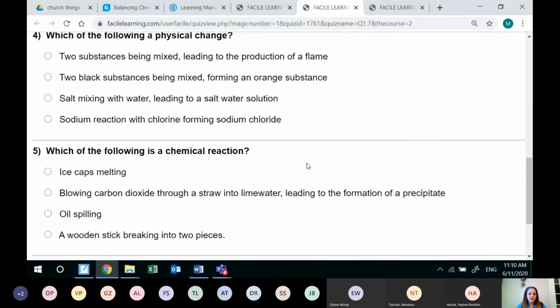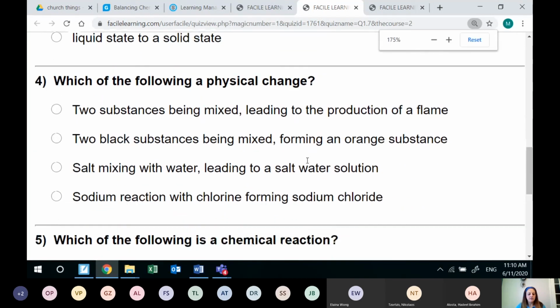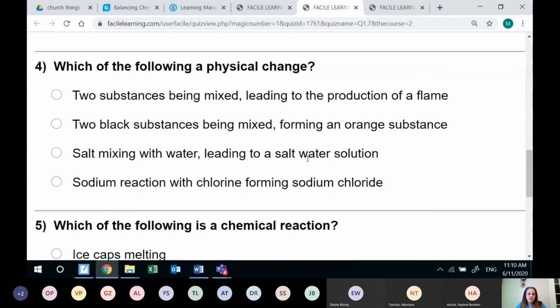Let's go with number 4. Which of the following is a physical change? Is it two substances being mixed, leading to the production of a flame? Two black substances being mixed, forming an orange substance? Salt mixing with water, leading to a salt water solution? Or last, sodium reacting with chlorine, forming sodium chloride? So which answer is it? Go ahead and answer on the chat.